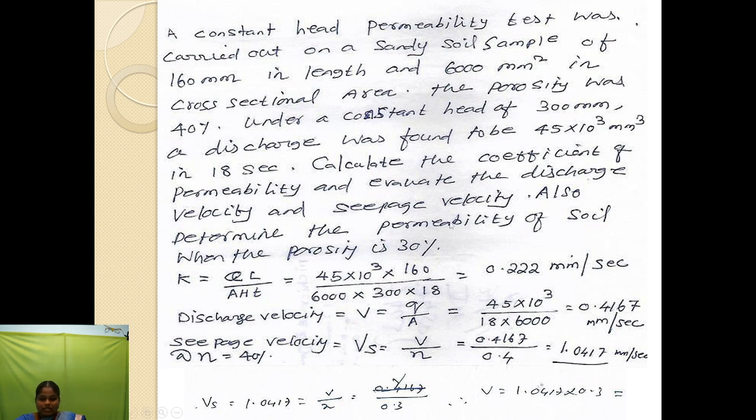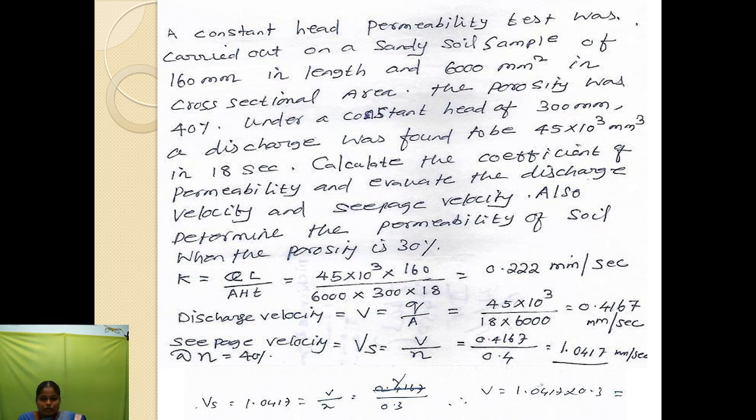Using the constant head and falling head permeability test procedures, the permeability can be calculated. So one problem will be solved on that. Example: a constant head permeability test was carried out on a sandy soil sample of 160 mm in length and 6000 mm² in cross-sectional area. The porosity was 40% under a constant head of 300 mm.